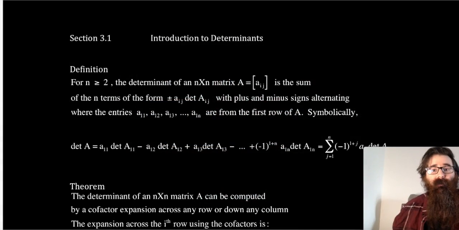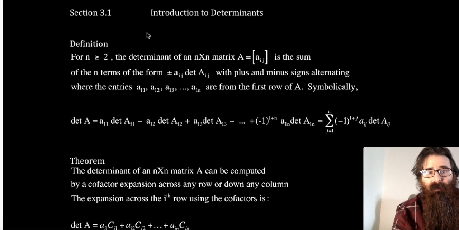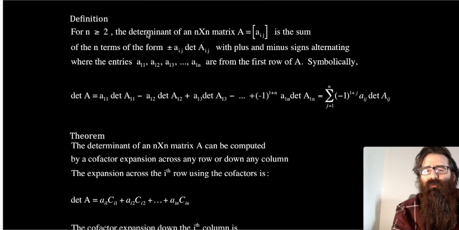Hey, hopefully you're here excited to talk about determinants, because that's what we're talking about today. So let's talk about computing the determinant of a matrix. And there's some very nice textbook definitions here. Let's read through them. This is a safe space, so it looks scary.